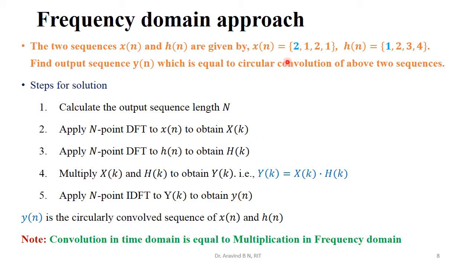That means the input and output are in the time domain itself, but the intermediary calculation happens in the frequency domain. Finally, y of n is the circularly convolved sequence of x of n and h of n. Right? You need to note this particular statement: convolution in the time domain is equal to multiplication in the frequency domain. So the convolution we did directly over there in the time domain is equal to multiplication in the frequency domain. That's why here we have this multiplication operation between the x and h representations.